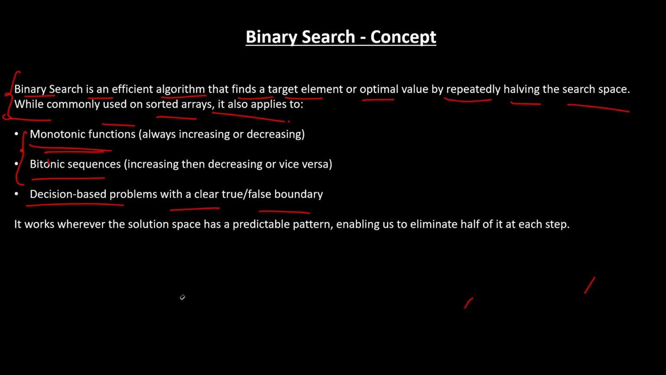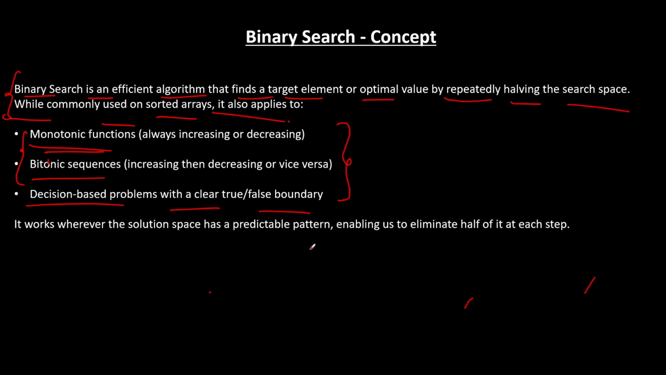And decision-based problems with clear true-false boundaries is basically where you have a range and you got a value. Is it equal to the number which we are going to find or not? Then in that case we use these decision-based problems. This is just a format of the sequence which you get, in which you can clearly figure out whether you have to use binary search or not.